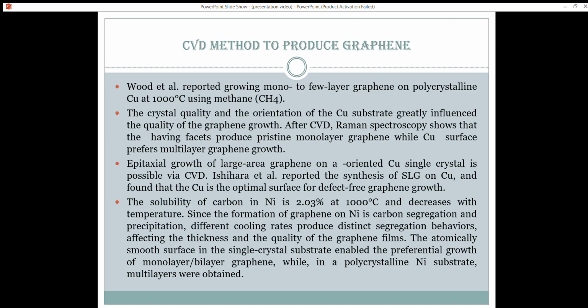Ishihara reported the synthesis of a single layer graphene on copper and found that copper is the optimal surface for defect-free graphene growth. The solubility of carbon in nickel is 2.03% at 1000 degrees Celsius and decreases with temperature. Since the formation of graphene on nickel is a carbon segregation and precipitation technique, different cooling rates produce distinct segregation behaviors, affecting the thickness and the quality of graphene films.